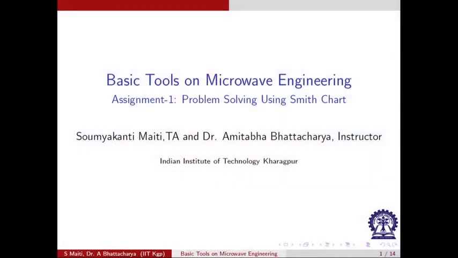So, in this lecture we will solve some problems using the Smith chart, so that whatever is taught in the lectures you grasp. I also advise that you practice this, because both doing the assignments of this course and the examination will test your ability to do Smith chart calculations.